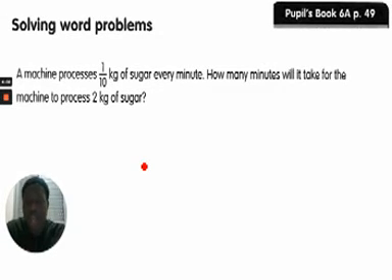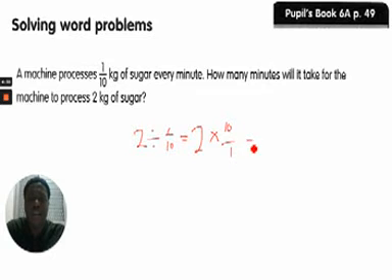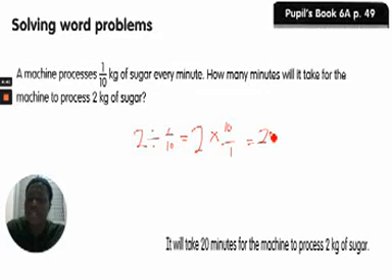So 1 minute, we have 1 over 10. But if we have 2 kilograms, it means that let's divide 2 kilograms by the number of kilograms we get per minute, and it will give us how many minutes it's going to take. So 2 divided by 1 over 10, and we know that when we are dividing, we change the division to multiplication and do reciprocal. So 10 will go up, 1 will come down. Our answer is going to be 20. So how many minutes will it take? It will take 20 minutes for the machine to process 2 kilograms of sugar.